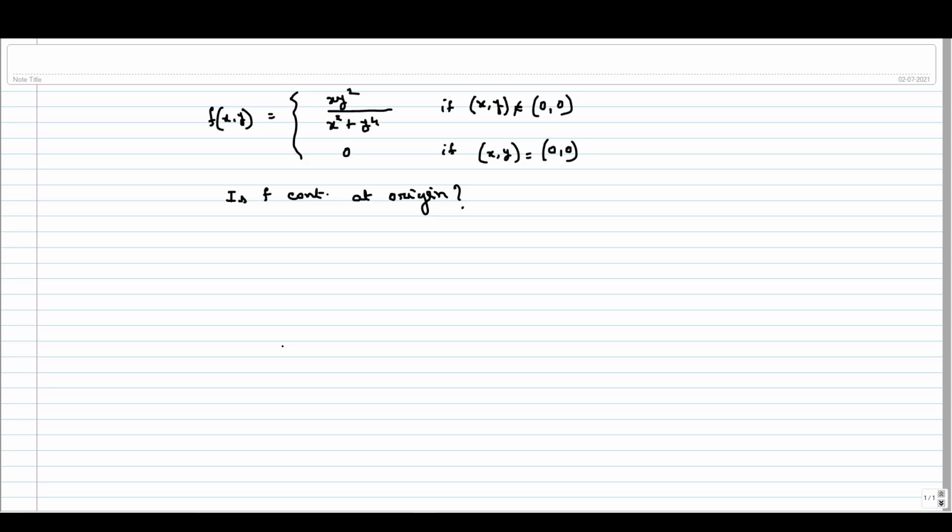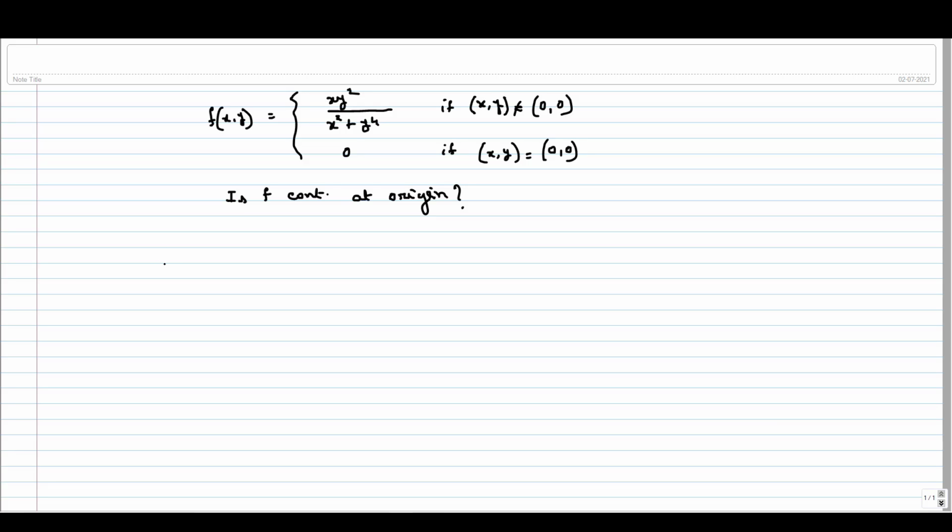So in this video we will try to see whether this function, which is a two variable scalar function, is continuous at origin or not. The function is defined piecewise. At origin it is 0, and other than that it is xy square by x square plus y power 4. Now it is continuous at origin if the limit at origin exists and the value is the same as the value at the origin.